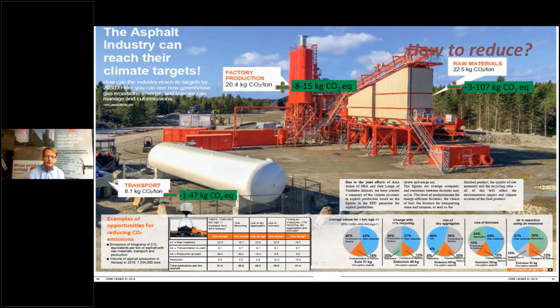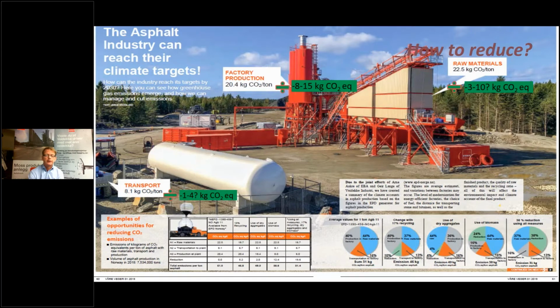There's a lot of things we actually can do. The values you see here in different parts of asphalt production is an average in Norway, around 51 kilo CO2 per ton asphalt. What we can do is reduce transportation of material in A2. We can reduce that by using other trucks or train or ships or whatever.